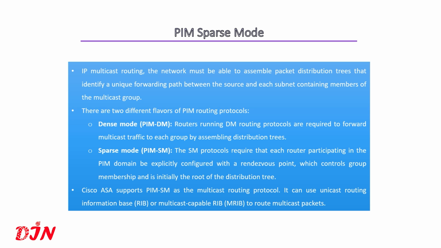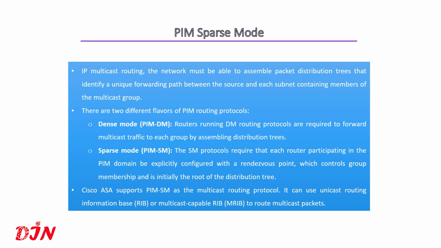PIM sparse mode. In IP multicast routing, the network must be able to assemble packet distribution trees that identify a unique forwarding path between the source and each subnet containing members of the multicast group. One of the key objectives in the creation of distribution trees is to allow at least one copy of each packet to be forwarded to each branch of the tree. Several IP multicast protocols exist, but the most commonly used is protocol-independent multicast. There are two different flavors of PIM routing protocols.